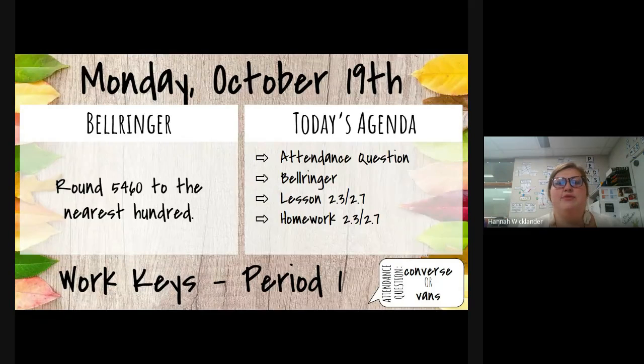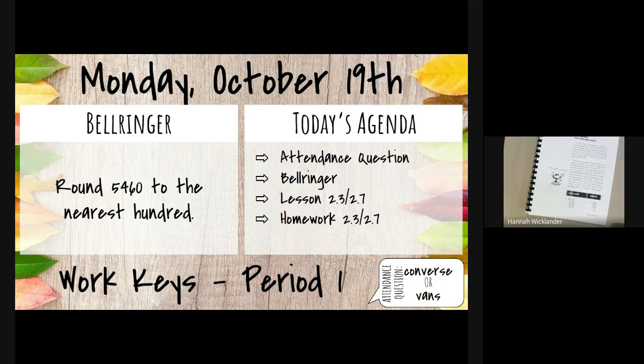2.7 is about story problems, like recognizing relevant information. But we're going to do 2.3 first. I didn't make a PowerPoint for this one just because it's pretty short, so I'm just going to use the book and then do 2.7, and then I'll give you guys time to do both the homeworks. In this lesson, we're going to be talking about converting dollars to cents.